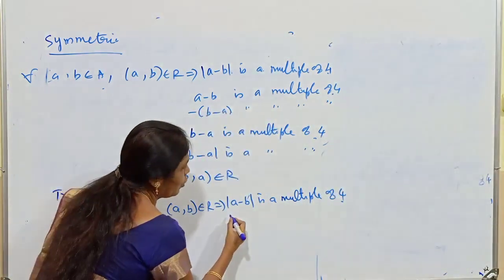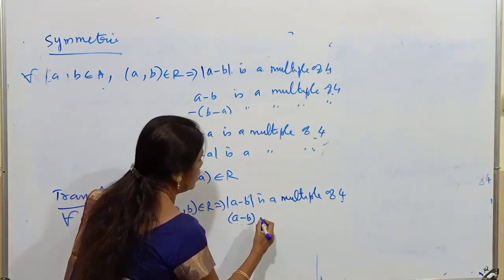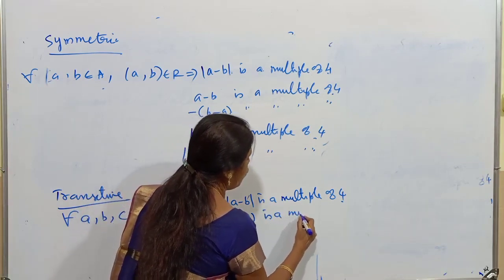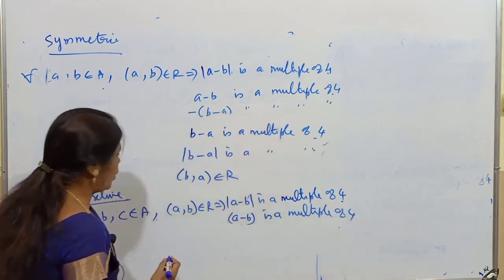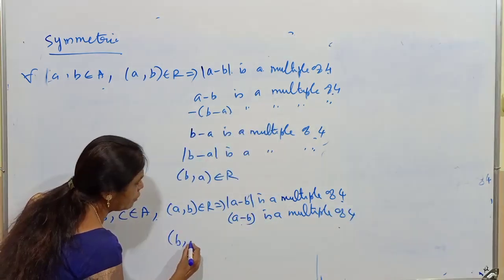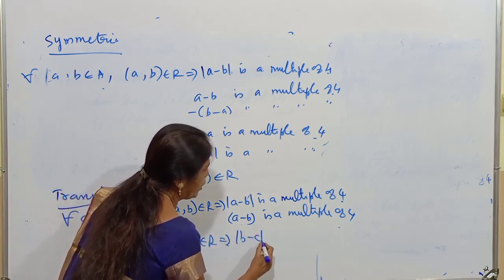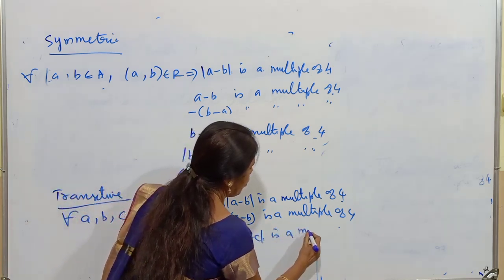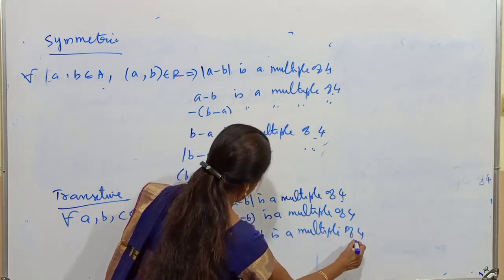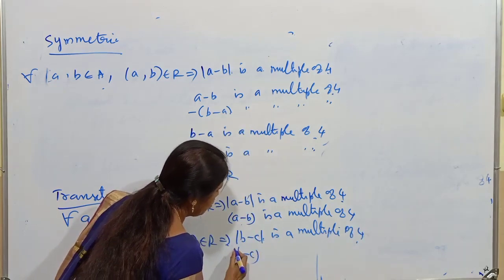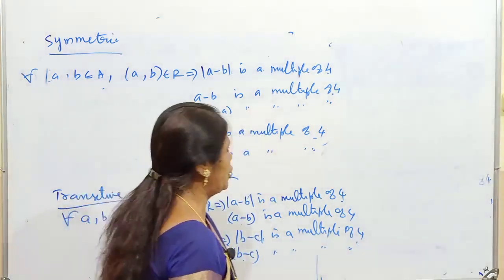Okay, right. So without modulus also you can say a minus b is a multiple of 4. Next, you are going to say that b comma c belongs to R, implies modulus of b minus c is a multiple of 4. So b minus c is a multiple of 4.